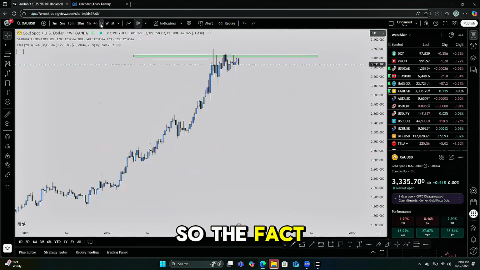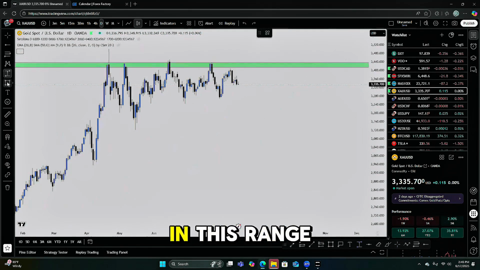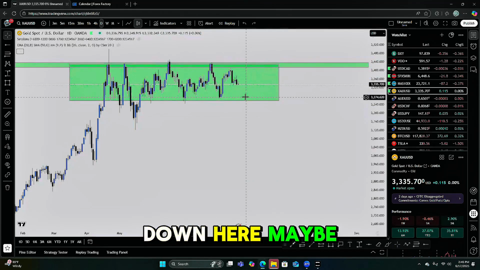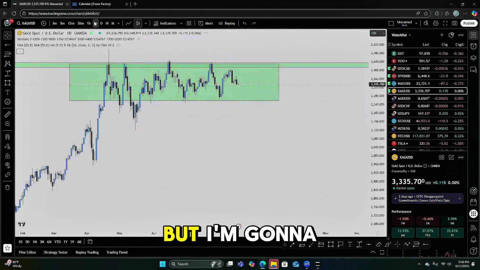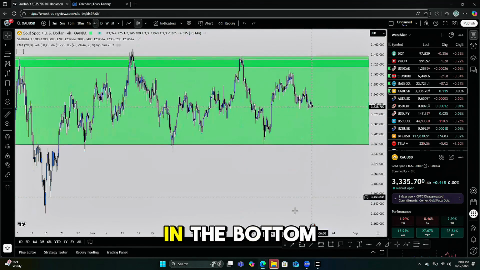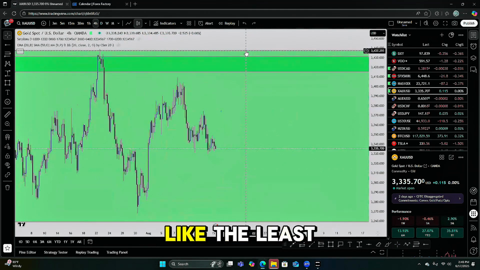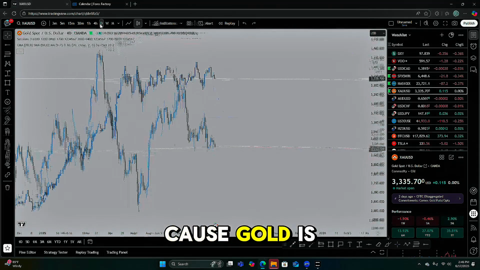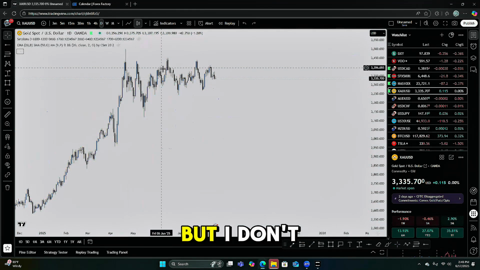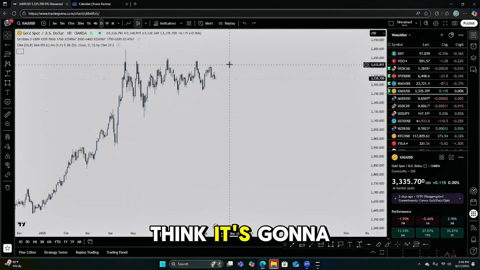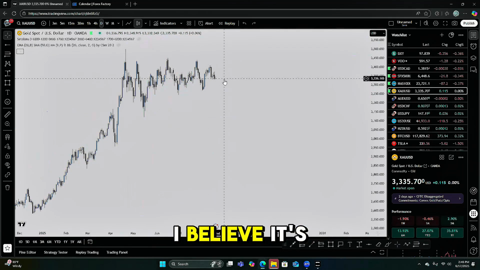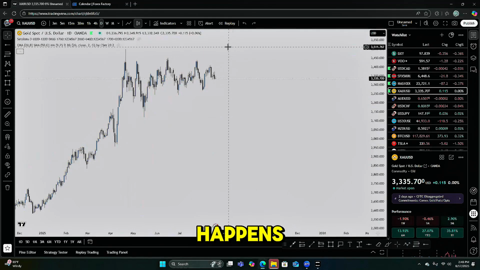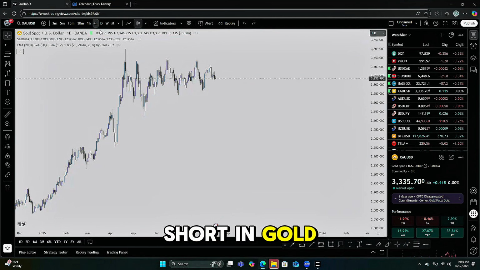So I'm going to go to daily. The fact that we're in this range, I believe we're going to fill this range. We're going to drop to at least down here, maybe even lower, but I'm going to be shorting gold to fill in the bottom of the range. This is probably the pair I'm least interested in for the week because gold is very volatile, but I don't think it's going to make new highs just like this. I believe it's going to come down for more volume and then shoot up if that happens. But I am shorting gold.